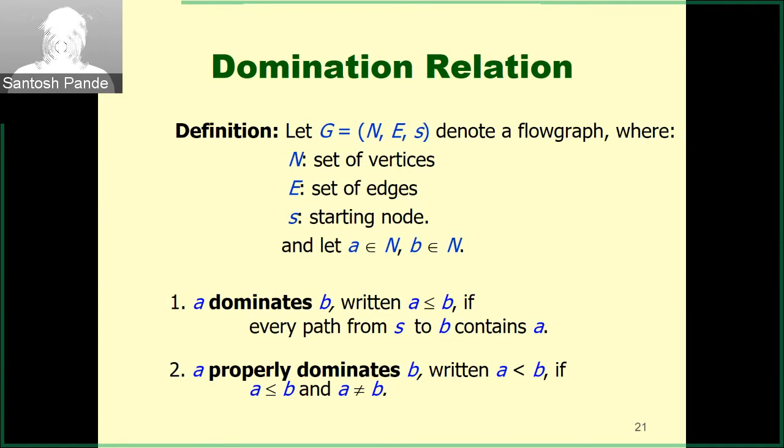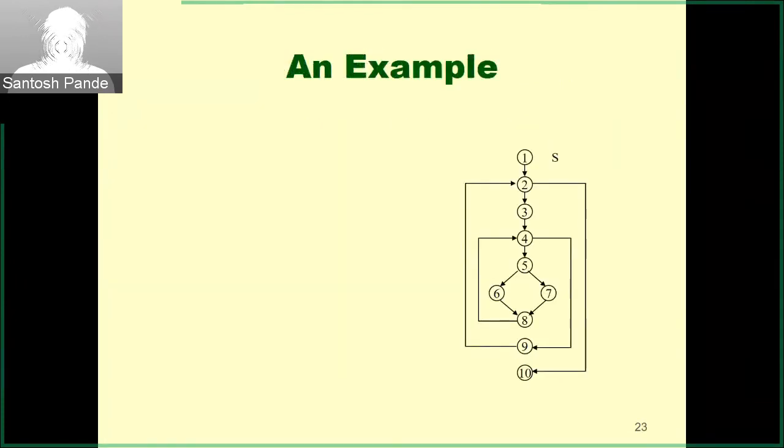And there's yet another definition which is rather simple. A properly dominates B if A dominates B and A is not equal to B. So it's basically properly or strictly dominates is the word here. So that's a simple one. That means 5 strictly dominates 8. There's no self-domination included in this strict domination relation.